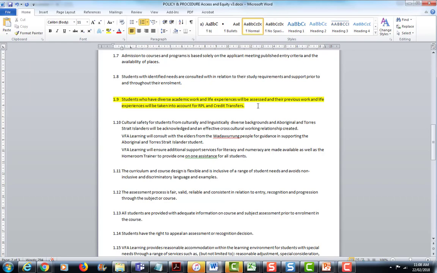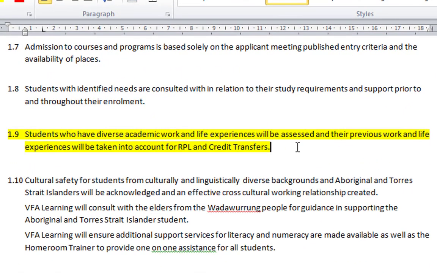It could be students away on a holiday for a couple of weeks during part of the course, or there might be some medical conditions that people need to know about, or even learning difficulties that a student may have. So all those types of things are collected throughout. VFA offers RPL and credit transfer for students who have had diverse work and study experiences previously.